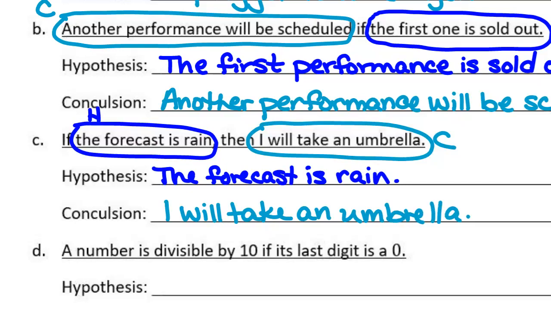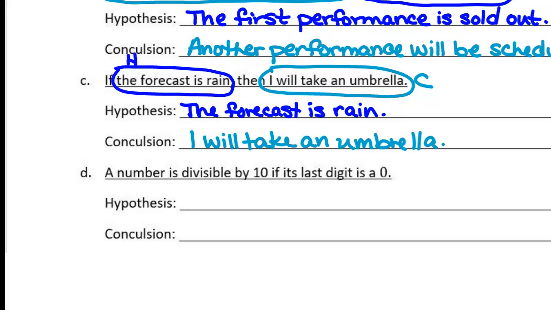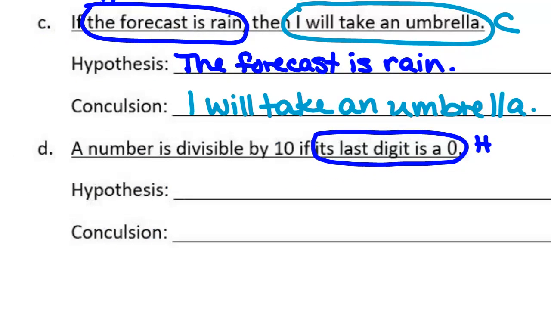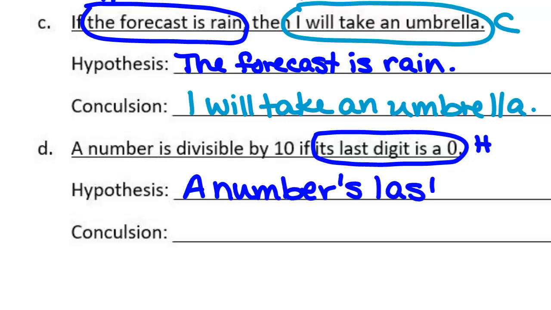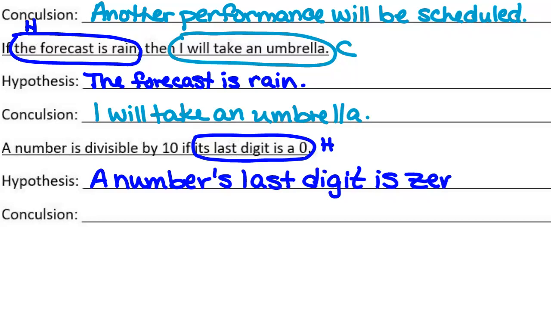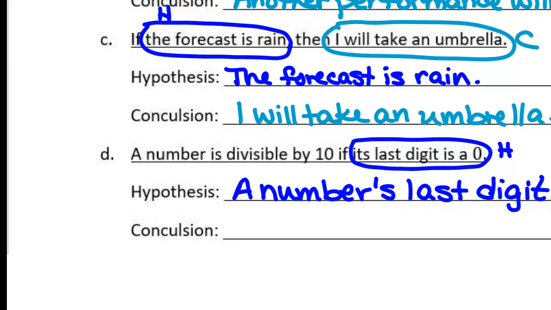All right, last one, part D. A number is divisible by 10 if its last digit is a 0. What is my hypothesis? If the number's last digit is 0, yes. So a number's last digit is 0. What's the conclusion? Yes, a number is divisible by 10.